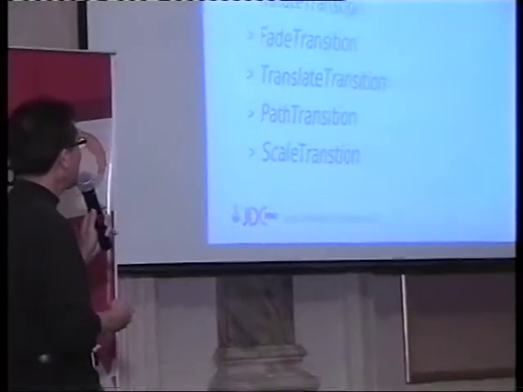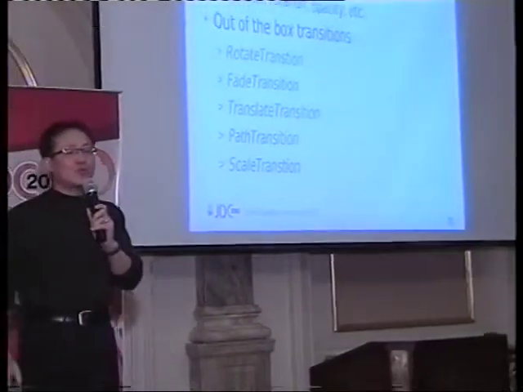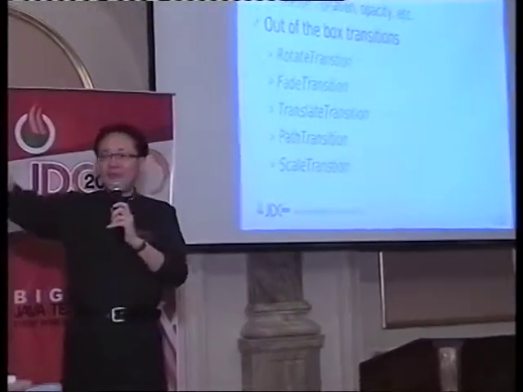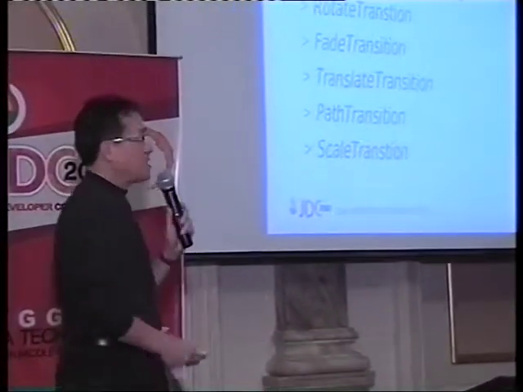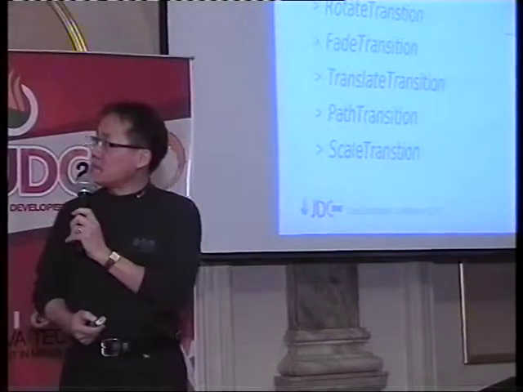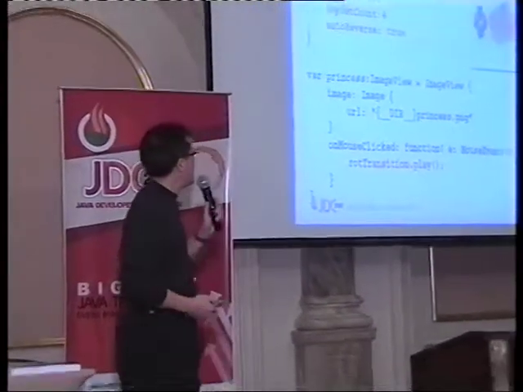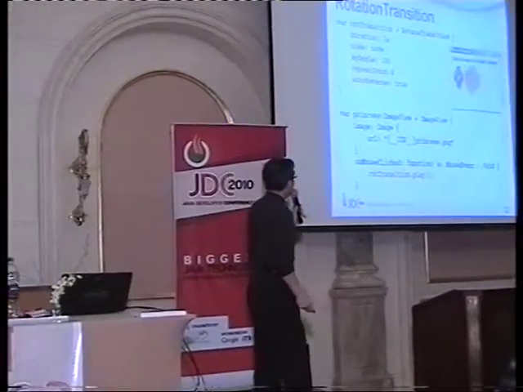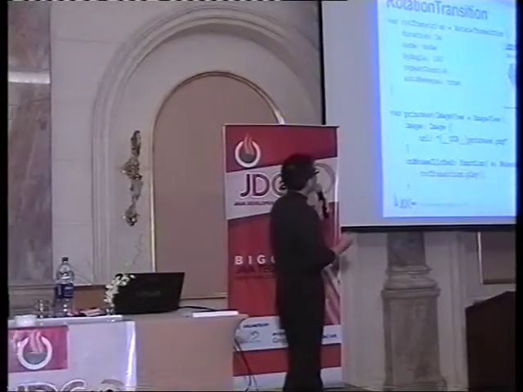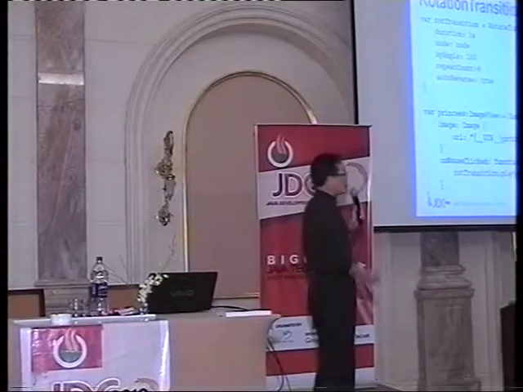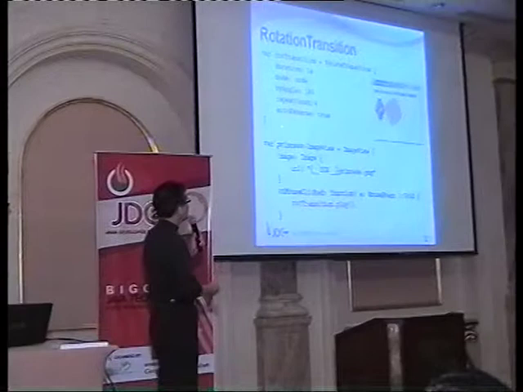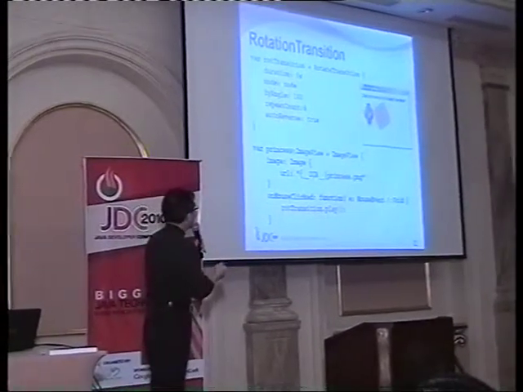Translate transition, path transition. Path transition is basically you can move your graphical object along a path. Okay? And scale is basically scaling. So let's see how rotate transition animation can be performed. Here we define a rotate transition object, and it has several attributes such as the duration and the node.